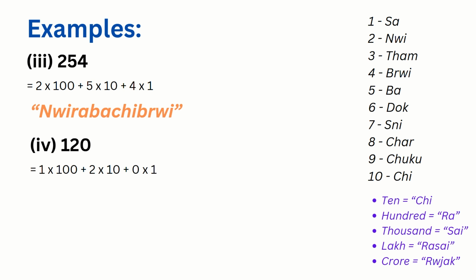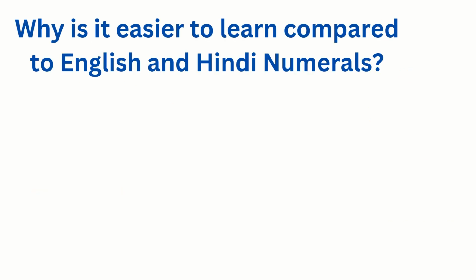So we start from the second number, that is 100. For 100 the word is ra, and for 2 it is nui, for 10 it is chi. And as I have stated in the rule, 0 into 1 is 0, so we do not need to add anything. So the final word for 120 is ranuichi.